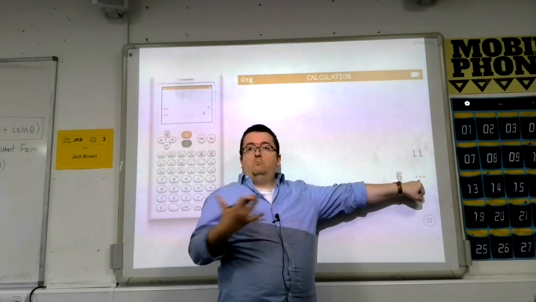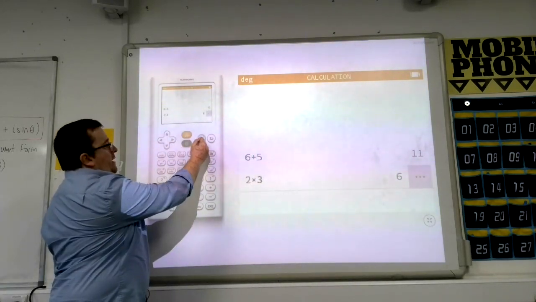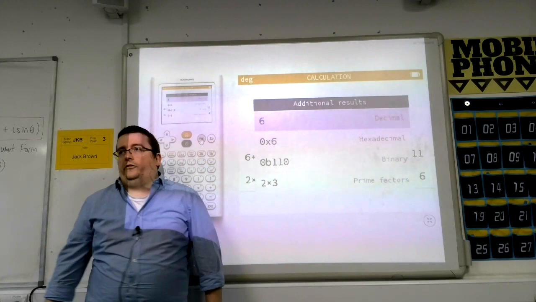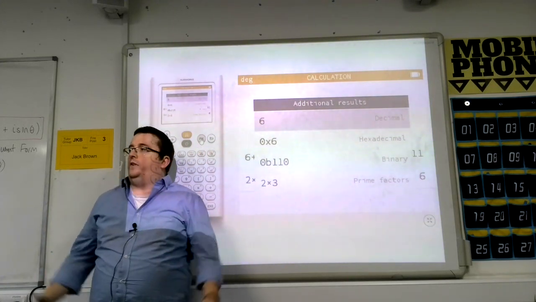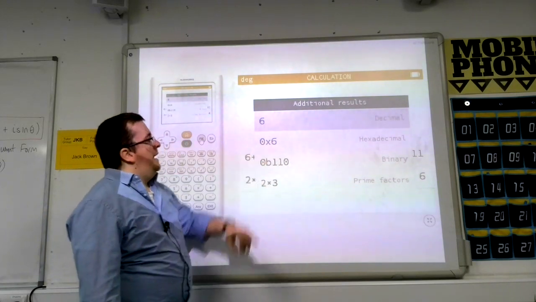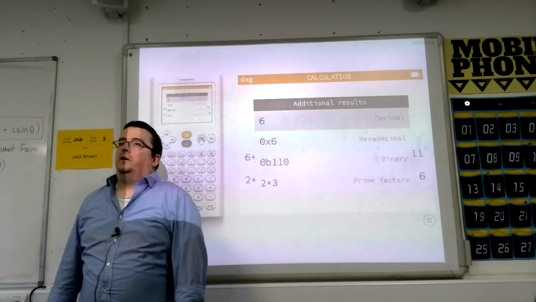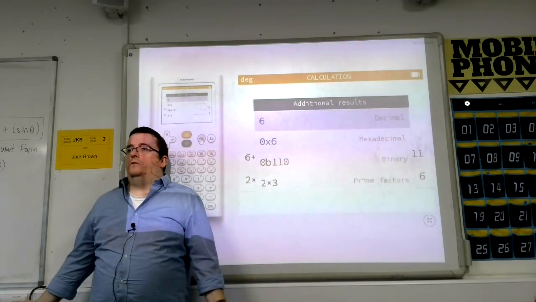And that means that there's more stuff. So if you go right, and you go, okay, I want to go on to that, then some of the stuff that links up with computer science, it writes it for you in hexadecimal, in binary, it tells you prime factors, so it gives you more information about your results.